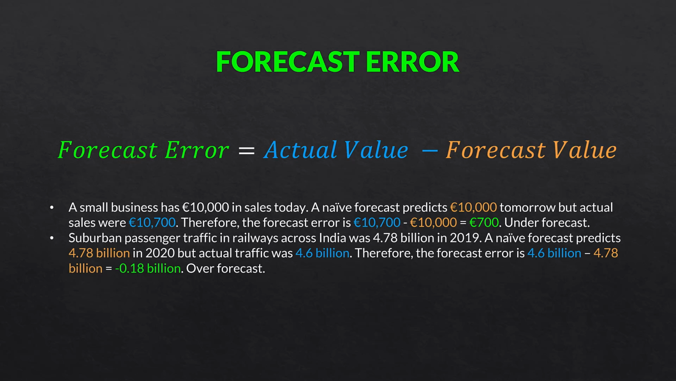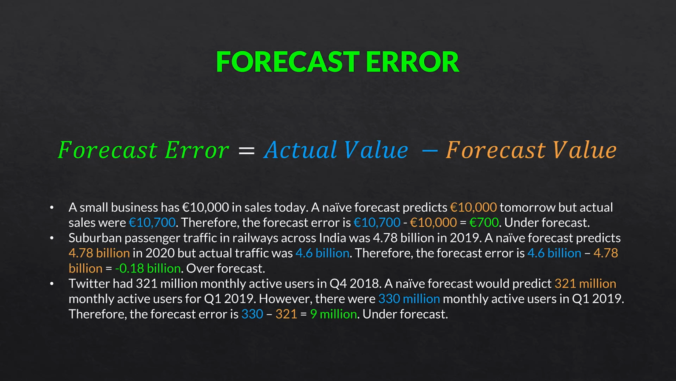Suburban passenger traffic in railways across India was 4.78 billion in 2019. A naive forecast predicts 4.78 billion in 2020, but actual traffic was 4.6 billion. Therefore, the forecast error is 4.6 billion, the actual value, minus 4.78 billion, the forecast value, which is negative 0.18 billion. That's an over forecast because the forecast was over the actual.